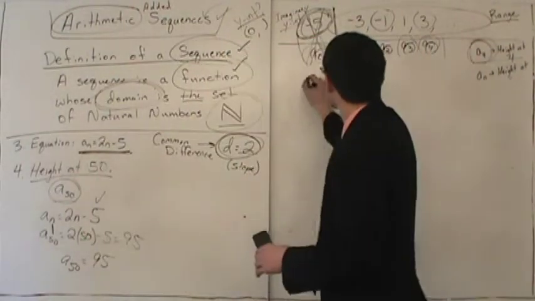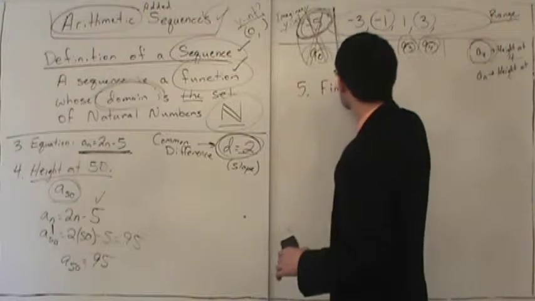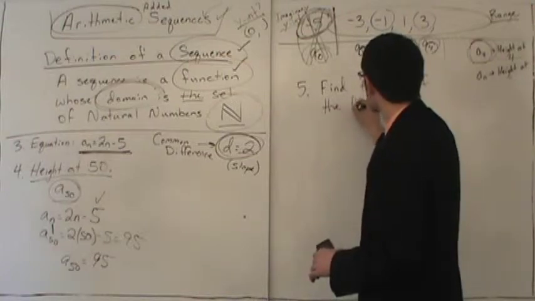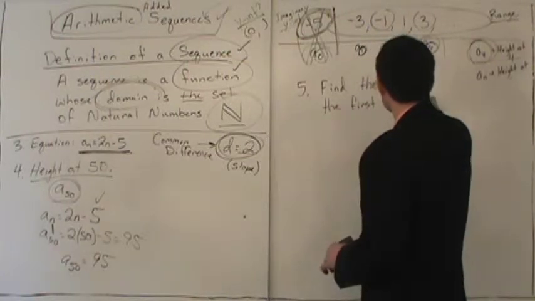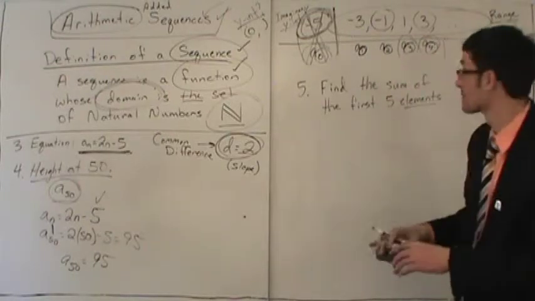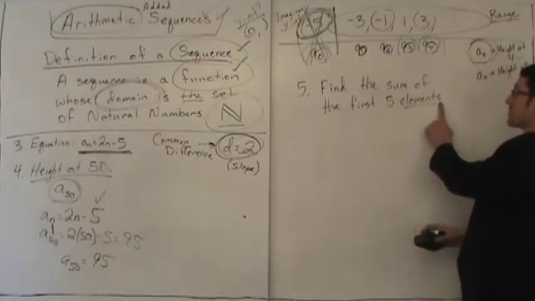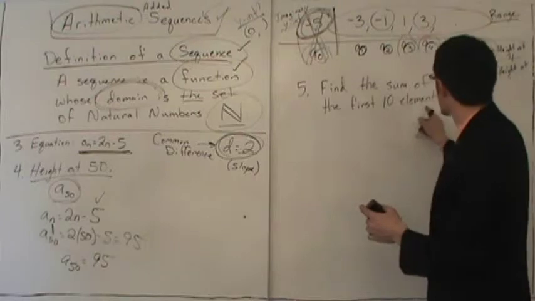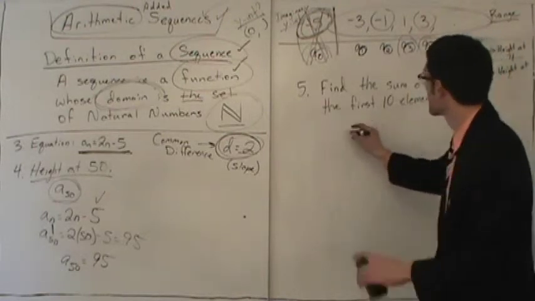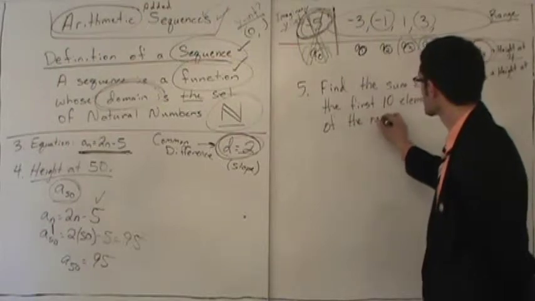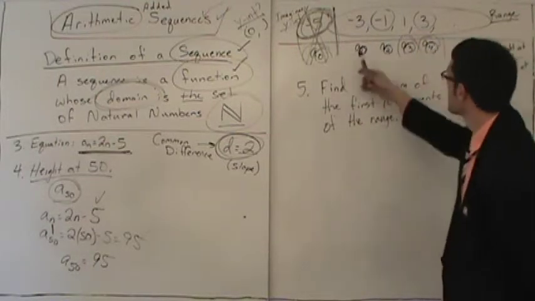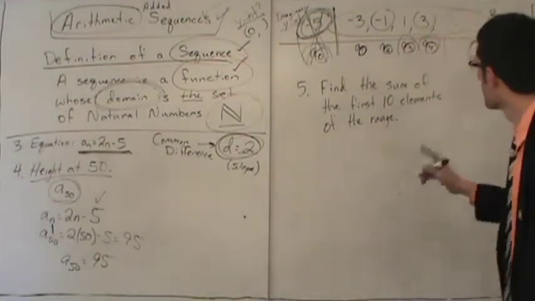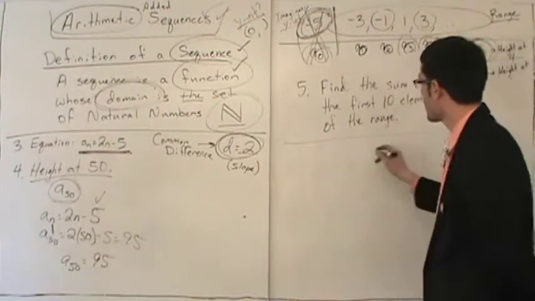Step 5 will be to find the sum of the first 10 elements. From the definition of function, we said that element means number. So the first 10 elements are the first 10 numbers of the range. What are you doing here? You're adding -3 plus -1 plus 1 plus 3. You're adding the first 10 numbers in the range together. We call this a series.